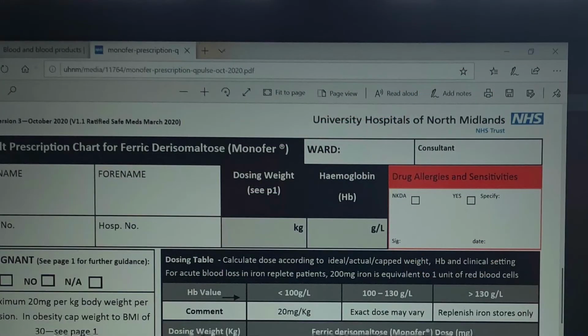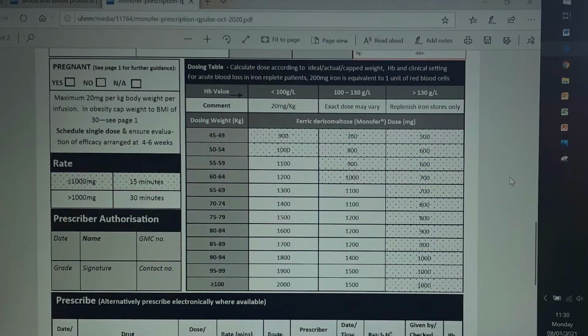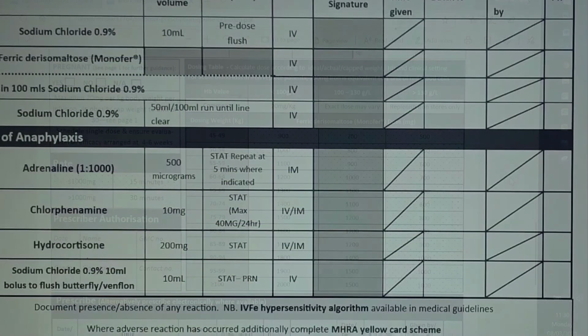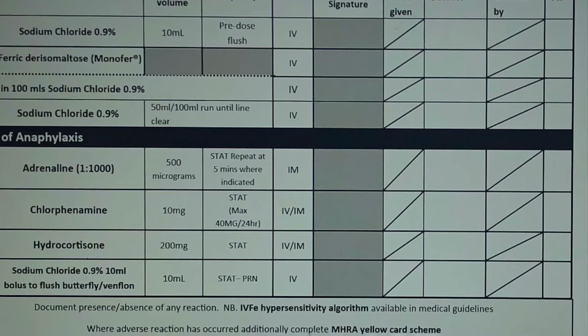On page 2 of the Monifer prescription, enter your calculated dosing weight and the patient's haemoglobin concentration. Enter your prescriber details in full, legibly in the grey boxes on the left. Use the dosing weight and the haemoglobin concentration to calculate the required dose of Monifer and the rate. Enter the dose, rate and your signature in the grey prescription boxes below.